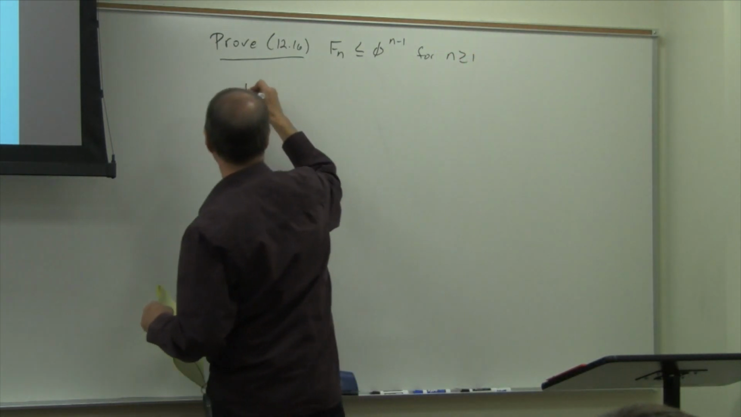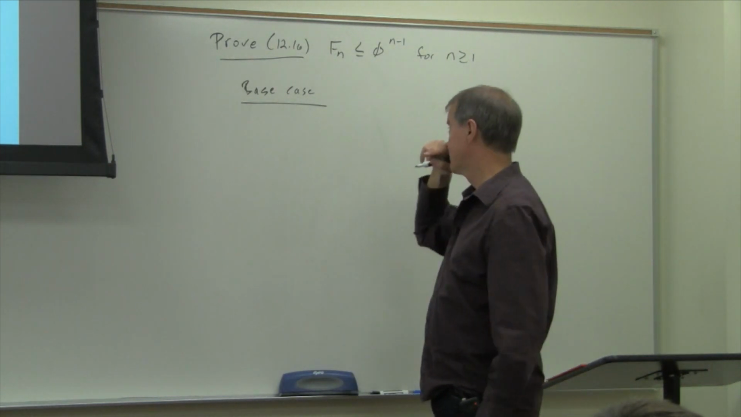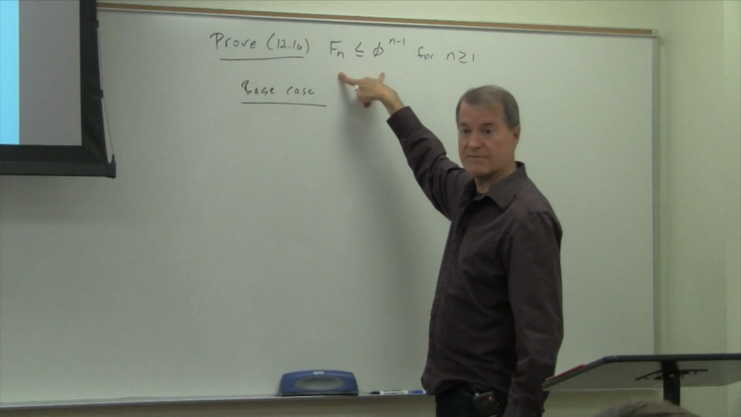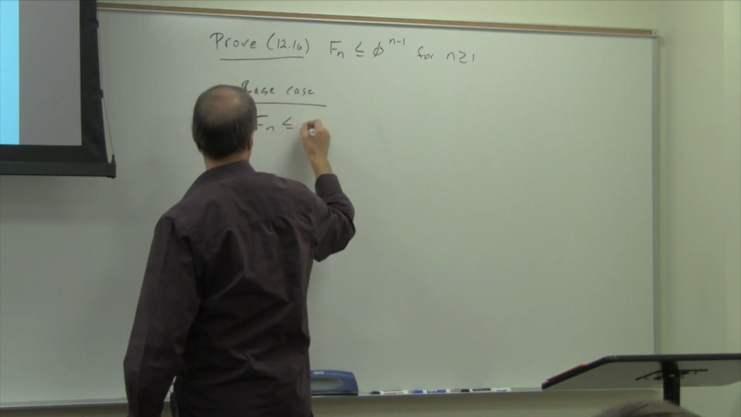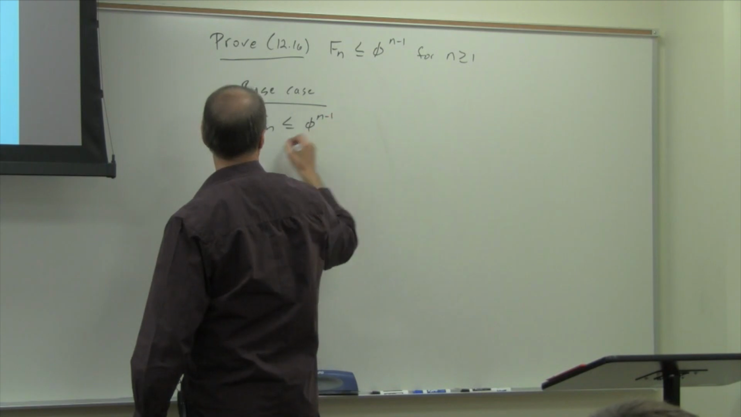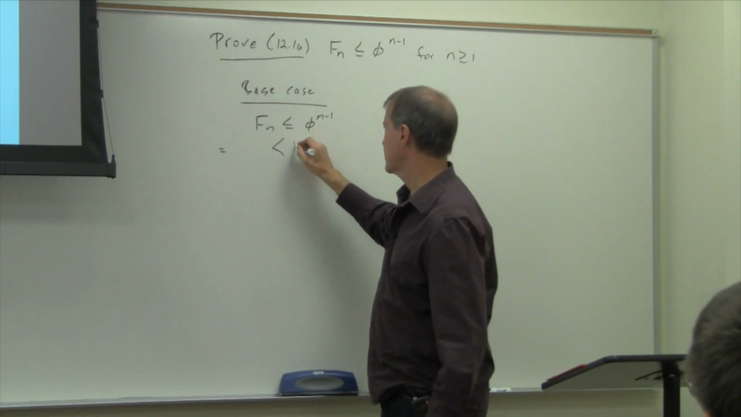So base case. What should we write down first? So f sub n is less than or equal to phi to the n minus 1, by what's always our first reason? Base case.